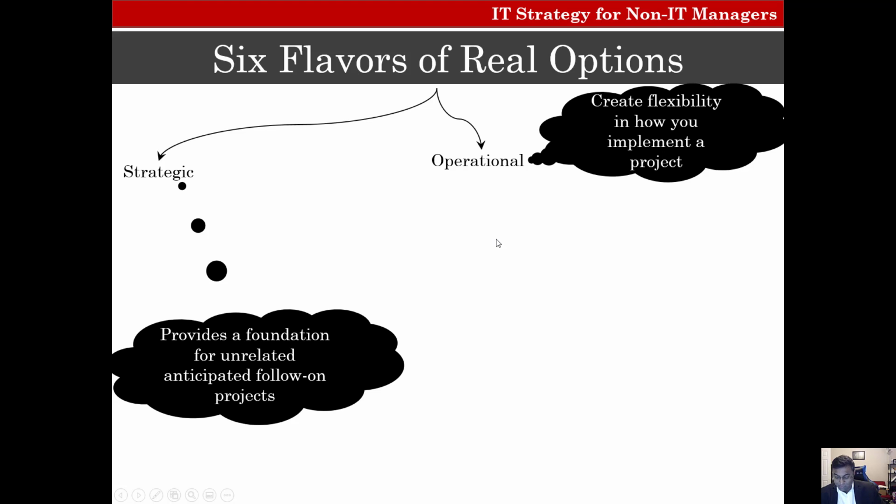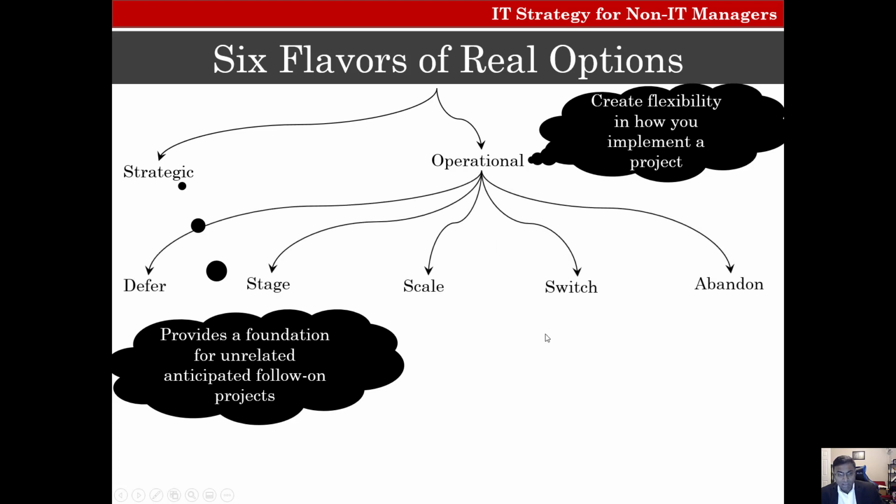Operational options create flexibility in how you implement a project. And we can look at the five flavors. Defer, if you can delay it without forsaking the market opportunity. Stage, which can be broken into a number of independent steps. Scale, scaling up or scaling down. Switching, repurposing for a different use. And finally, abandon, terminating the project, possibly with some salvage value.